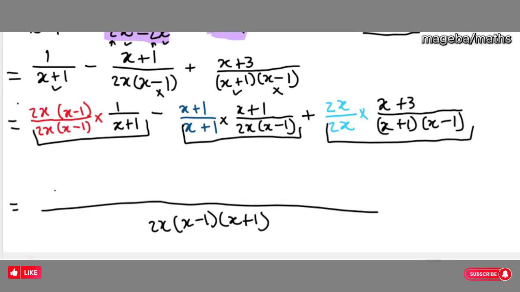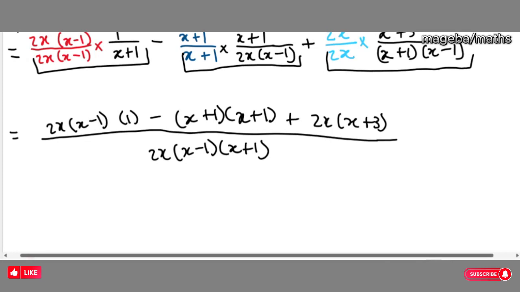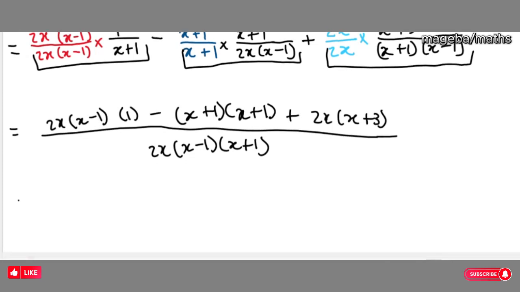So I can take just one denominator and add whatever that I have there. So it's going to be 2x here into x minus 1 times that 1 that is there, minus now this x, which is just x plus 1 into x plus 1, and then plus 2x into x plus 3. It's very important, guys, the brackets are very important in terms of your signs, because we were timesing here.